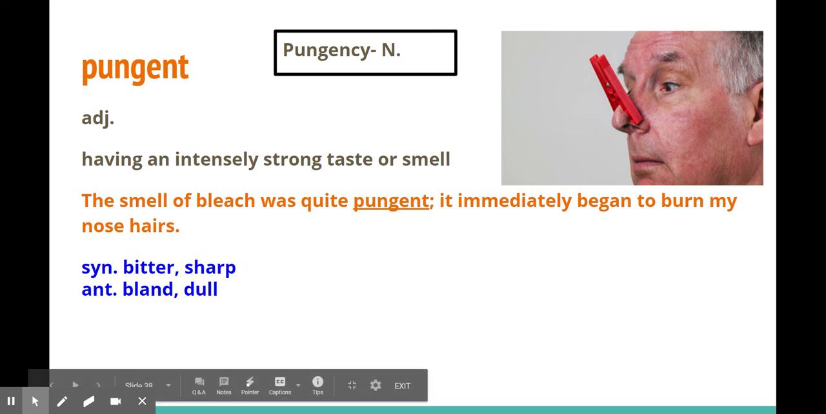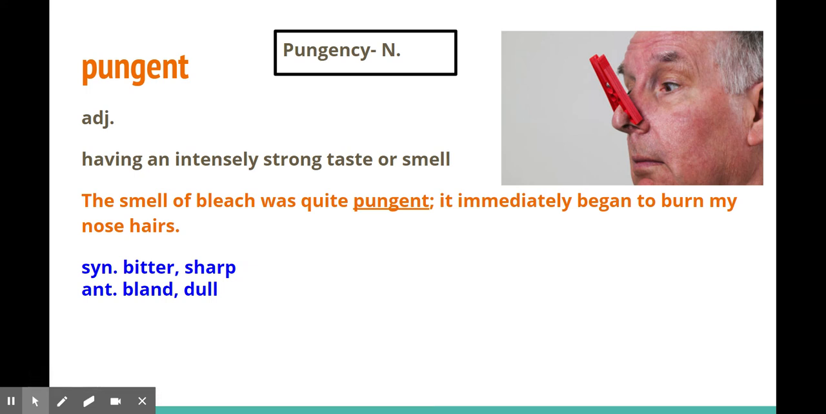Last word, pungent. It's an adjective. Adjectives describe nouns and pronouns, and it means having an intensely strong taste or smell. So essentially it means stinky. The smell of bleach was quite pungent. It immediately began to burn my nose hairs.